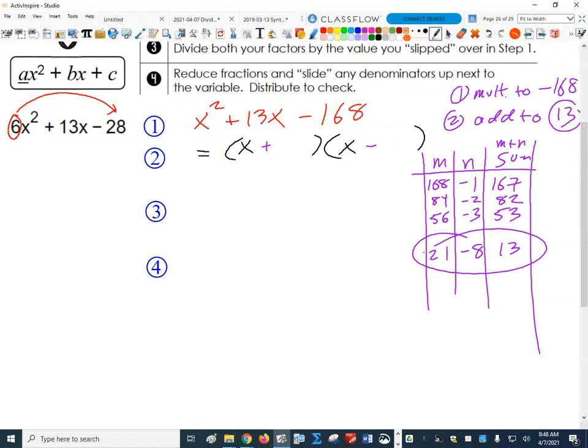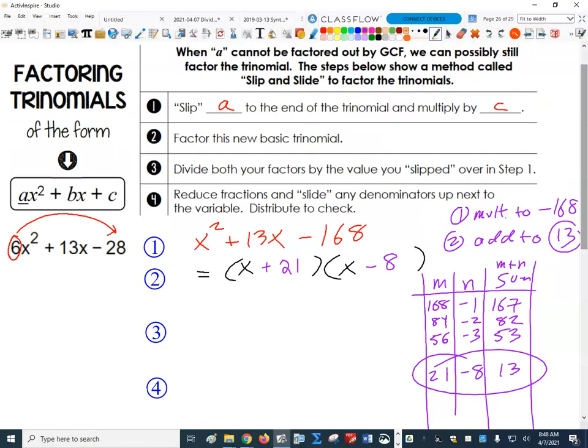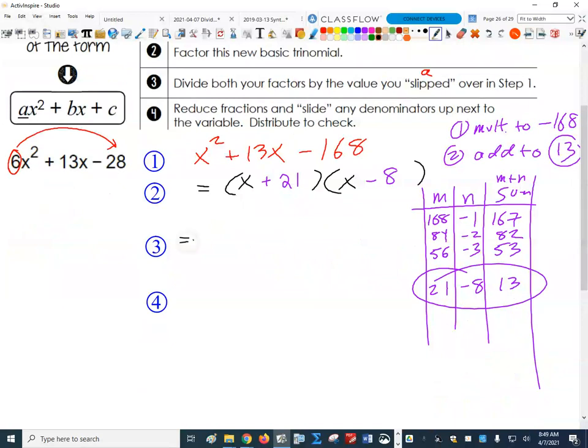All right, so then we get magic number 21 as our positive one, negative 8 is our negative one. And so that was step 2. That was kind of a long step there because we had big numbers. It was hard to find those magic numbers, but we did it. So now step 3, we're going to divide both of our factors by the value we slipped over in step 1. And what value is that? That was just A, right? Our original A was 6. So we're going to divide each of those magic numbers by 6 in step 3.